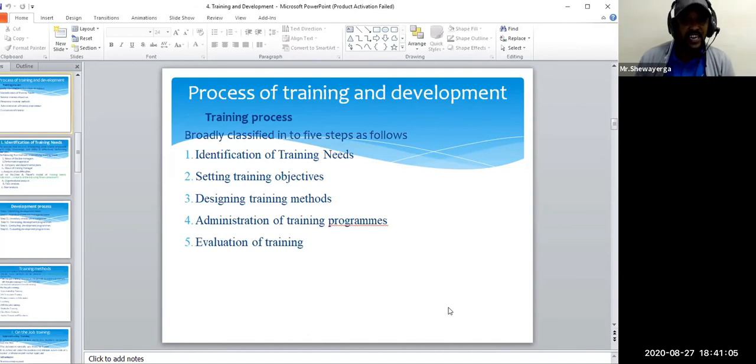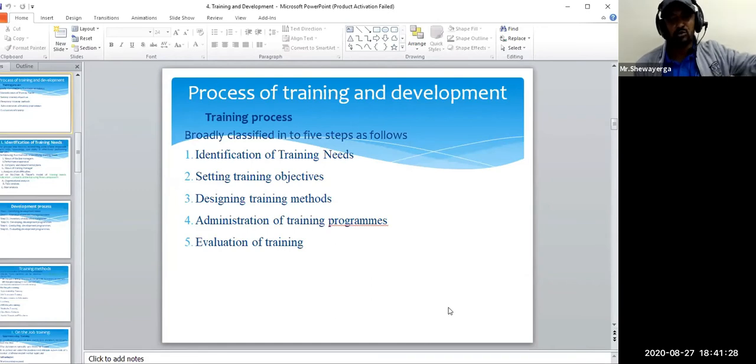So we identify the gap. So what is the first step of training? It is identification of training need. Then how? We'll see. The second step is, if we decide training is important, then the next one is set training objective.